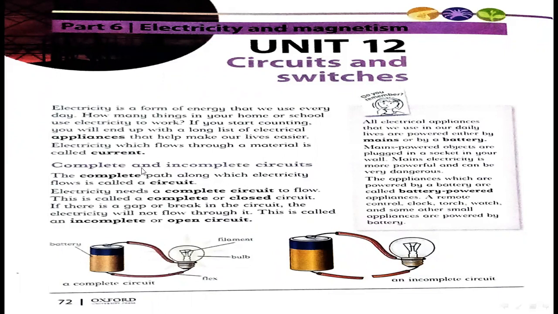Next heading is complete and incomplete circuits. The complete path along which electricity flows is called a circuit. Electricity needs a complete circuit to flow. This is called a complete or closed circuit. If there is a gap or break in a circuit, the electricity will not flow through it. This is called an incomplete or open circuit. Here you see this is an image of a complete circuit. There is no gap. And that one is the image of an incomplete or open circuit because there is a gap.